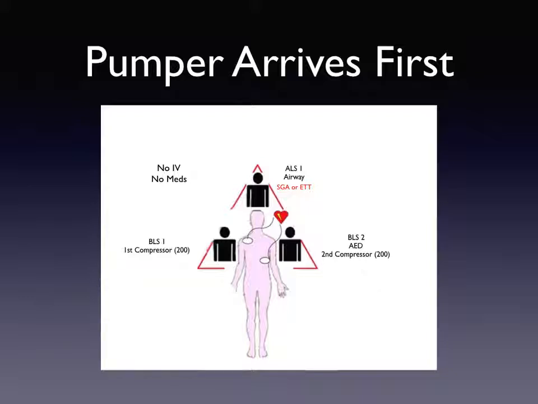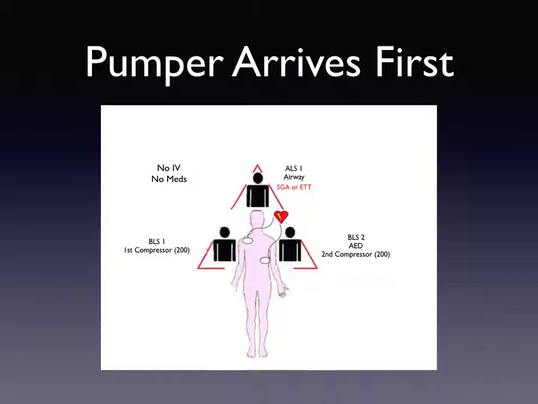So a BLS responder is probably going to be the first person to go inside. That's our first compressor. That person's going to immediately check for unresponsiveness, check a pulse, and begin CPR. Our BLS2 position on the other side of the patient is somebody that's going to have the AED. While the BLS1 compressor is doing compressions, they're going to attach the AED and prepare for the AED to fire. And then we're going to take our paramedic, the ALS1 rescuer. That person's going to take their position at the airway.